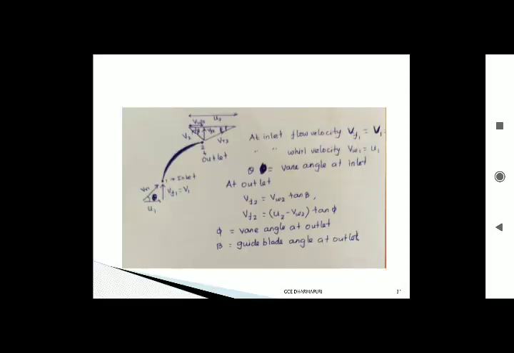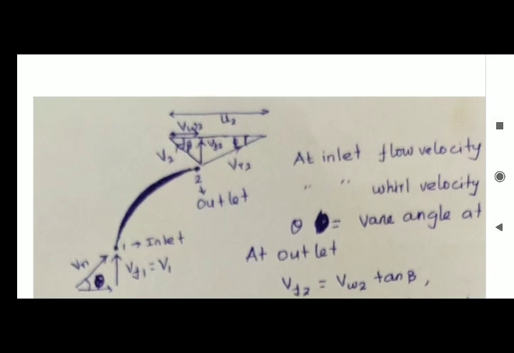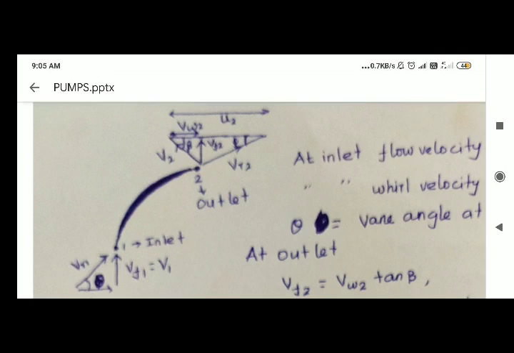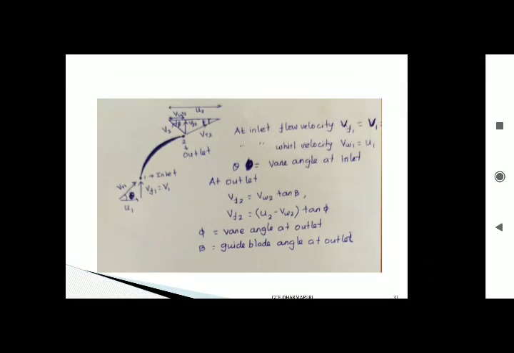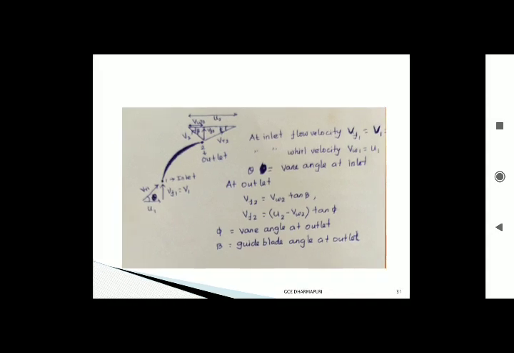This is the diagram. At outlet, if you see, Vf2 is nothing but Vw2 times tan beta, or (U2 minus Vw2) times tan phi. You will get this idea. Okay, these are the things we discussed in the last class. Now we will go for a problem.